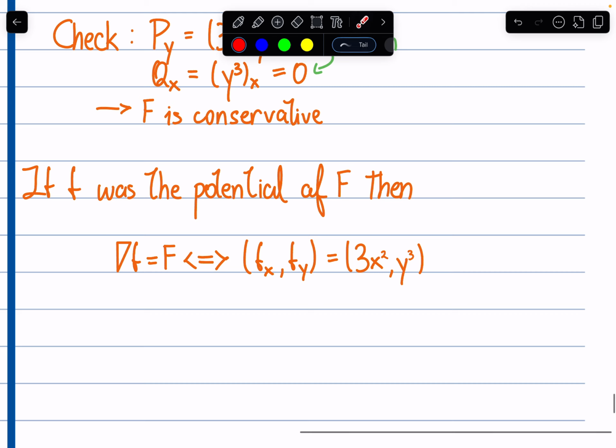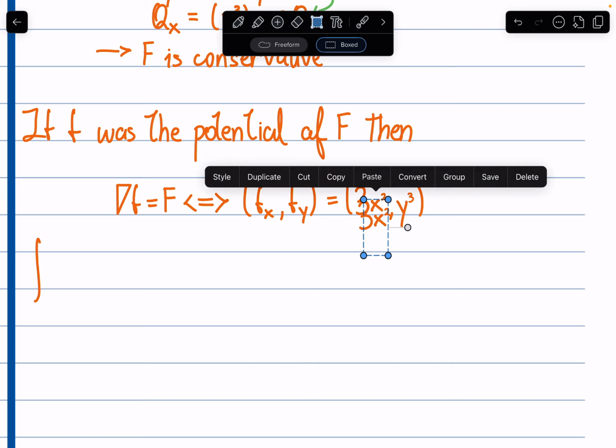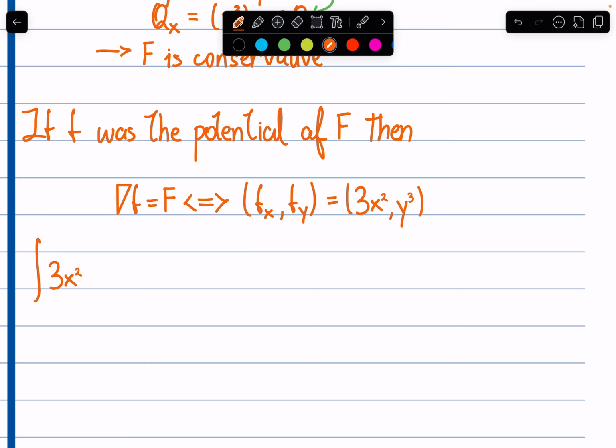So we must integrate this component with respect to x to recover f, and this component with respect to y to recover f. Observe that the integral of 3x squared with respect to x is x cubed. And remember from Calc 1 that we should add a constant. In this case, as f is a multivariable function, that constant could depend entirely on y. So let me call this plus c of y.